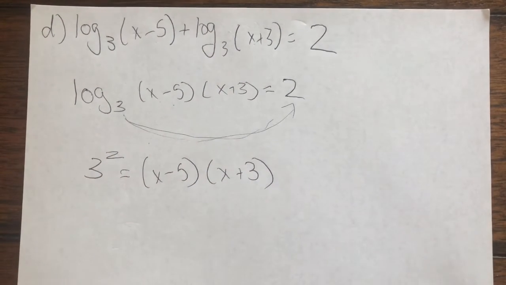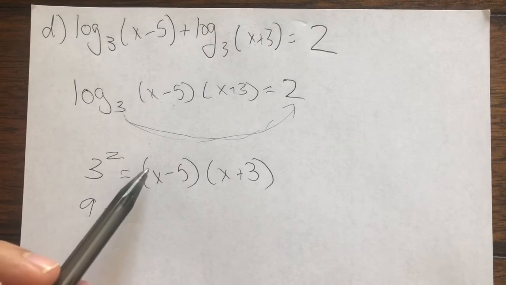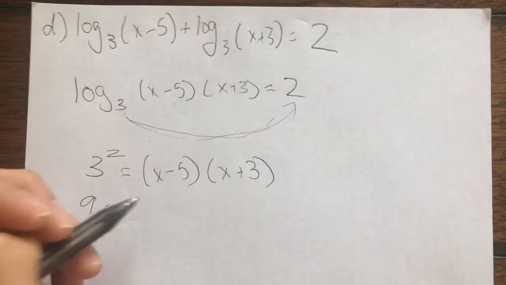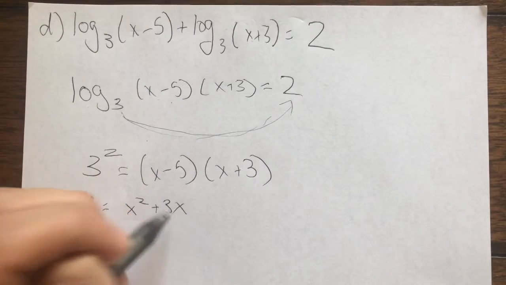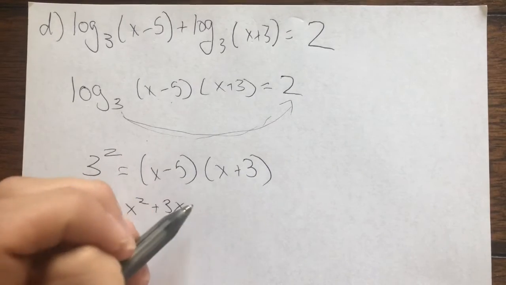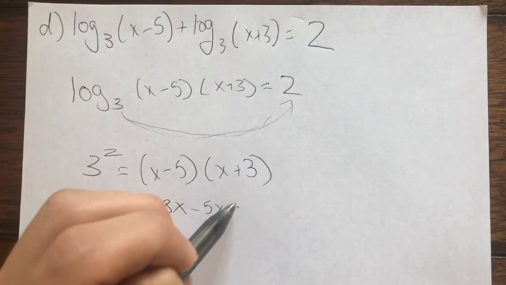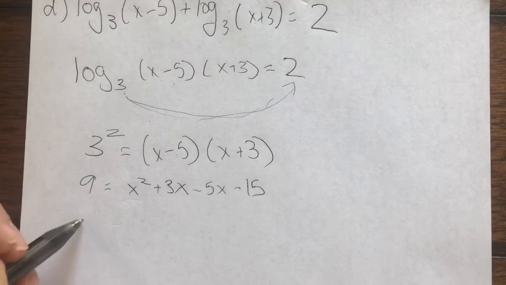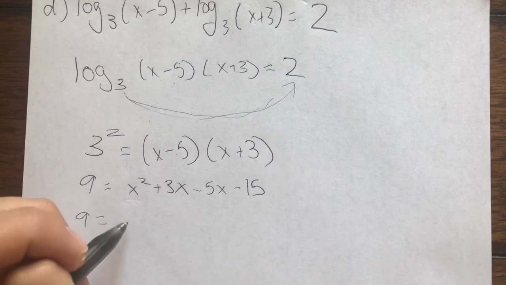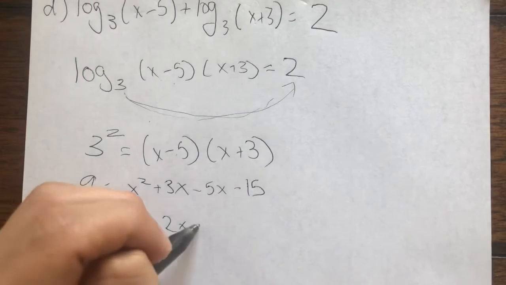All right? So I can go ahead and evaluate both sides. 3 to the second power is 9. And if I do the FOIL method, x times x is x squared. x times 3 is 3x. Negative 5 times x is minus 5x. And negative 5 times 3 is negative 15. Combining like terms, we have 9 equals x squared minus 2x minus 15.